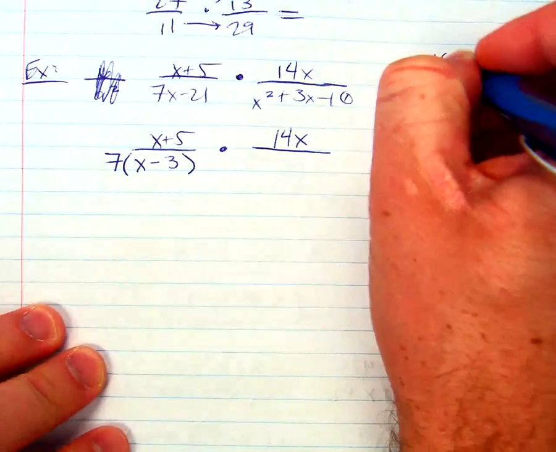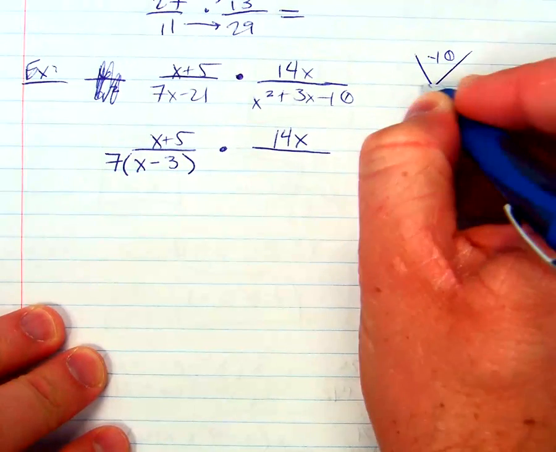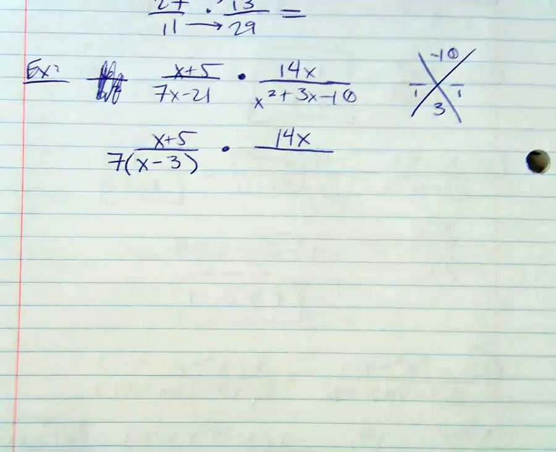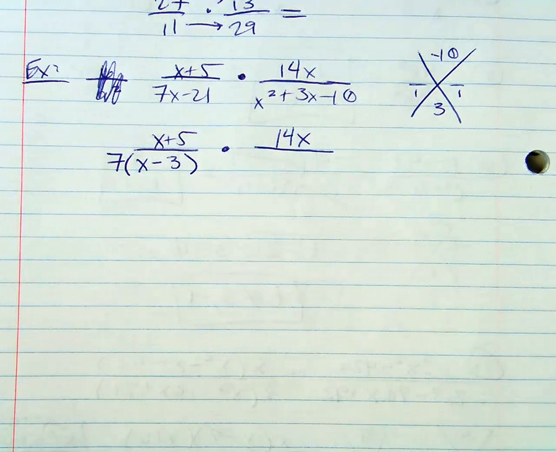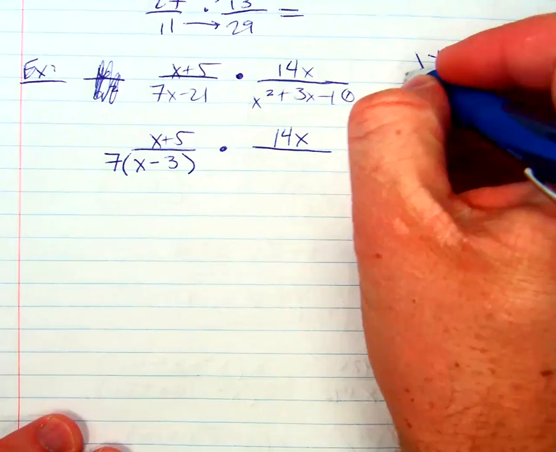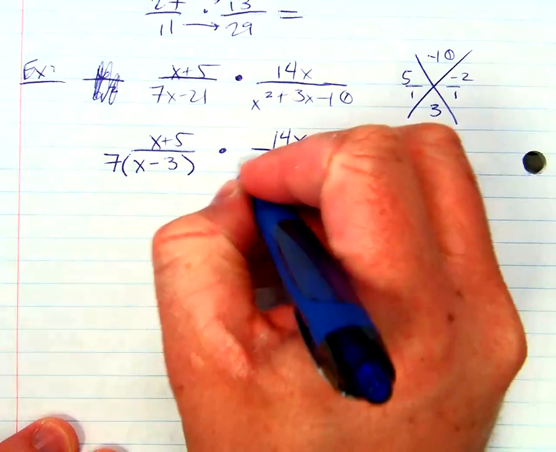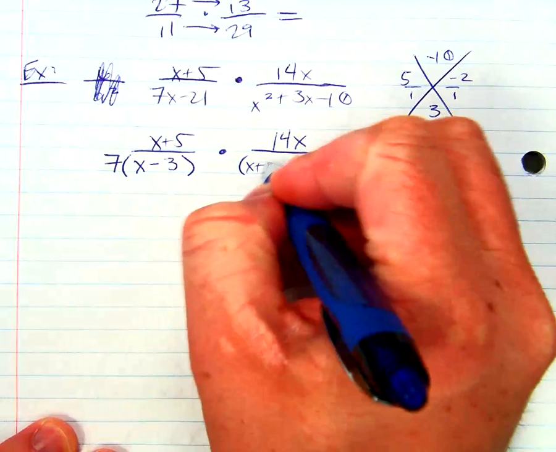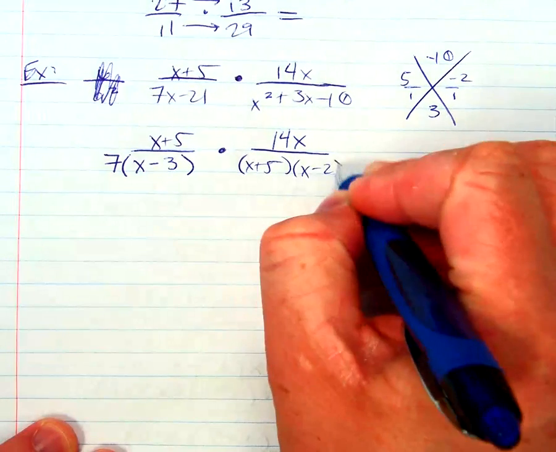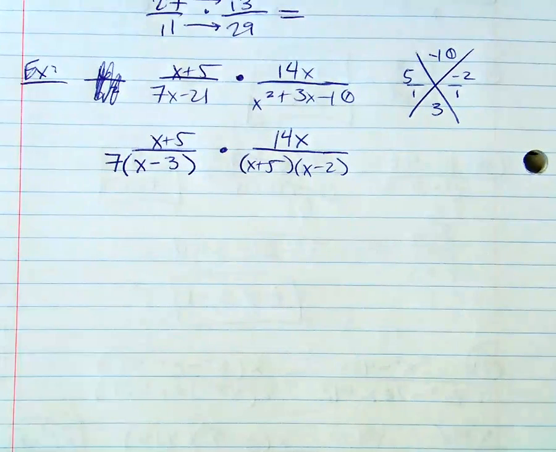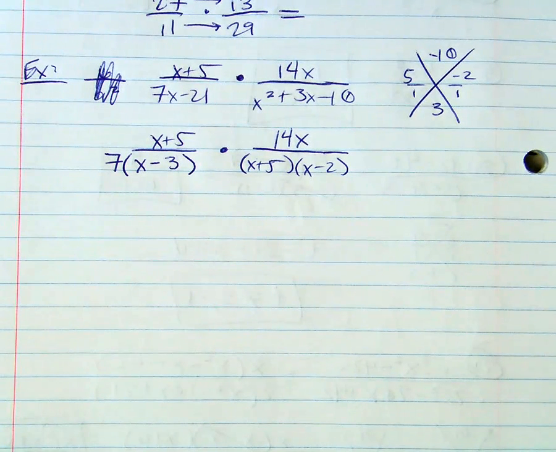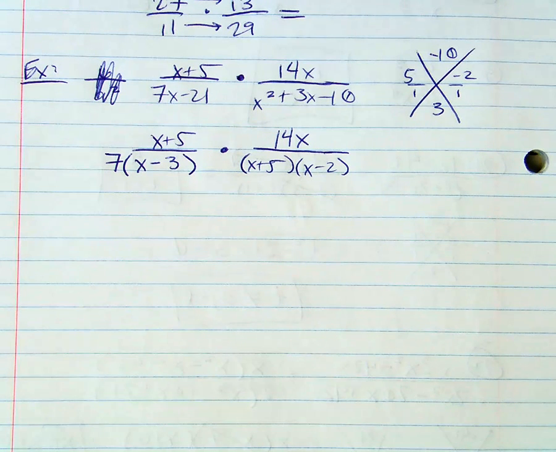It does have x squared, so we have to do x method here. I want to multiply to make negative 10, but I want to add to make positive 3. Someone raise your hand if you know the numbers that I'm going to need for this. Brian? 5 and negative 2 should do it. So that means that I'm going to get here x plus 5 and x minus 2. Now that's step 1. We factored everything.